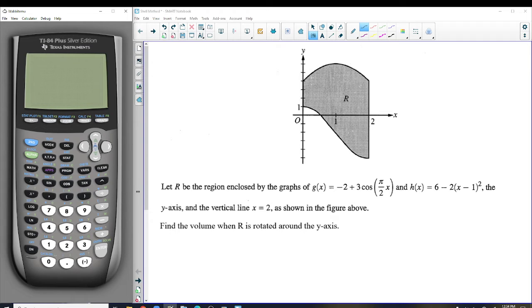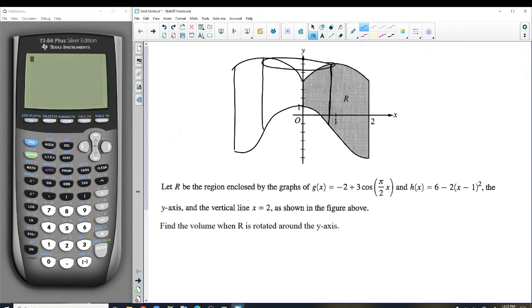All right. Let R be the region enclosed by the graphs of g of x and h of x, the y-axis, and the vertical line x equals 2 as shown in the figure above. Find the volume when R is rotated around the y-axis. So we would duplicate this on the other side, something like that. Here's the edge of the shell, and maybe it's over here. So this should be more symmetric, of course. And then we rotate that shell around the y-axis.